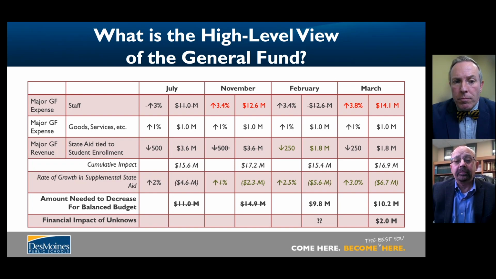So the cumulative impact of all these trends, whether it's staff cost, goods and services, or lower enrollment, is close to $17 million. We got $3 million as state supplemental aid, which is around $6.7 million. So the delta for us was $10.2 million just to remain flat. The $2 million is what I was mentioning about the unknowns in the previous slide, which is the DBM and the DMTRS.